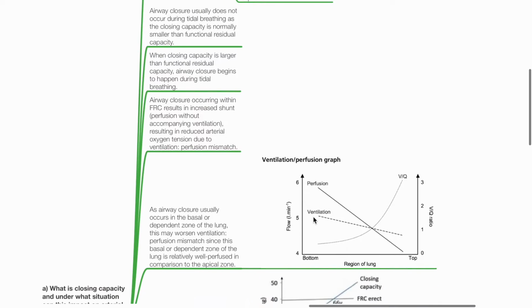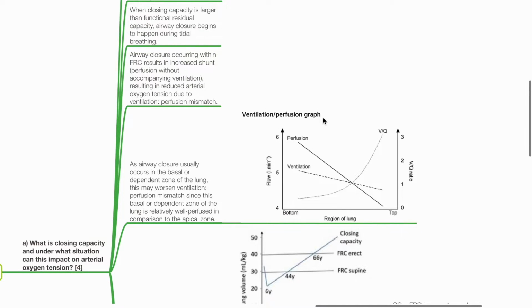Airway closure occurring within FRC results in increased shunt, which is perfusion without accompanying ventilation, and this results in reduced arterial oxygen tension due to VQ mismatch. As airway closure usually occurs in the basal or dependent zone of the lung, this may worsen ventilation perfusion mismatch, since this basal or dependent zone of the lung is relatively well perfused in comparison to the apical zone.